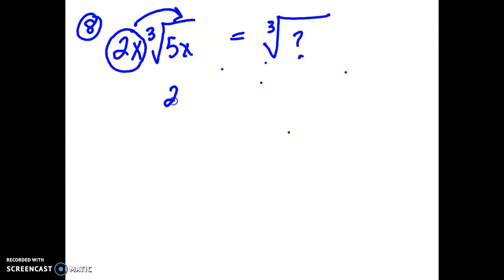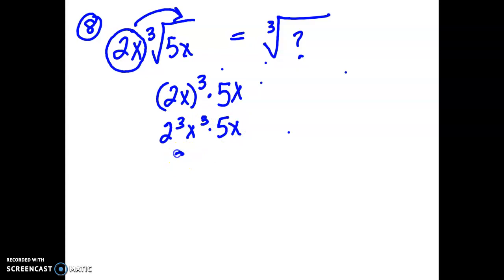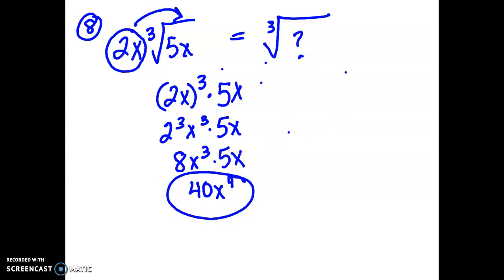To do that, we're going to take 2x and cube it and multiply it by 5x. Now we're following our rules of exponents, and this 2 would be cubed. The x would be cubed times 5x. 2 cubed would be 8x to the third times 5x. Now we multiply and we get 40x to the fourth. So 40x to the fourth would be what went underneath it. That would be our answer. Okay, a little difficult there. We're going to try one more and see how you do.